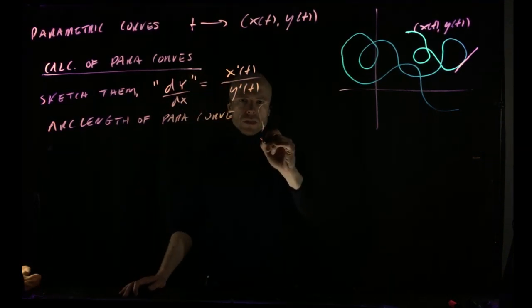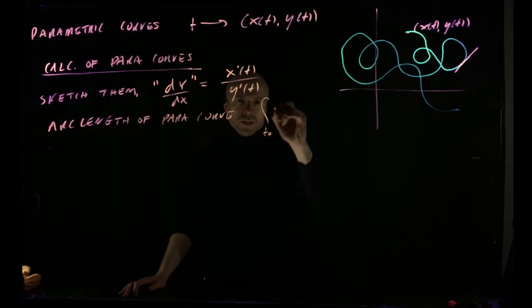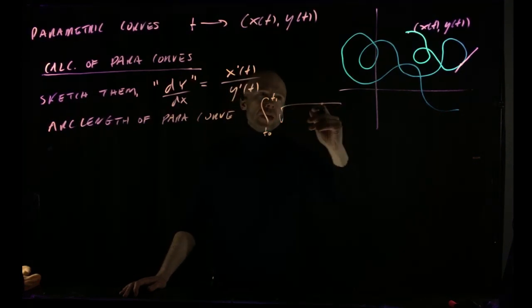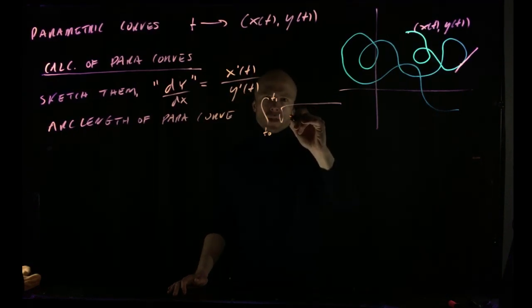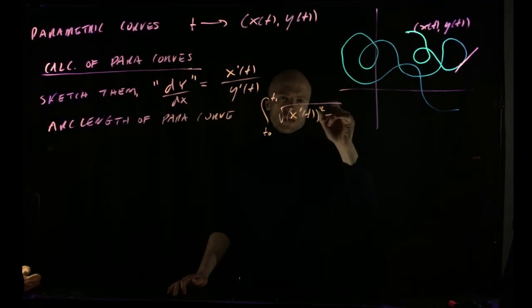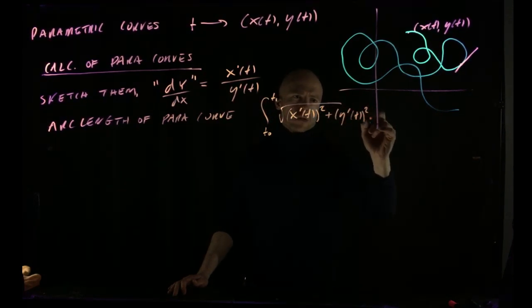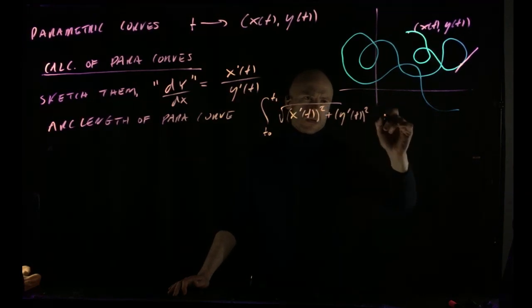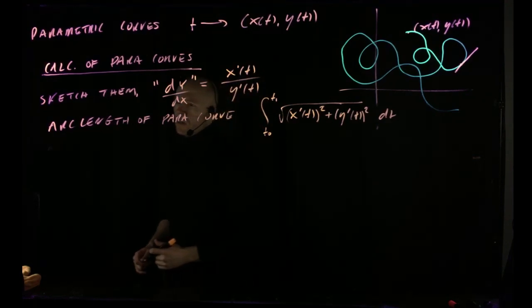And this was just given by the following. Now we're integrating with respect to t, so it's from, say, t0 to t1. And by exactly the same pictures as we drew before, using Pythagoras' theorem, it looks like this: the square root of x prime of t squared plus y prime of t squared dt. Okay? Exactly the same pictures as before.